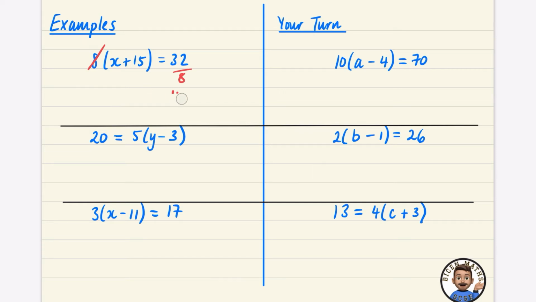I usually do that in the blue, don't I? So let's just quickly write that. So that would be x plus 15 equals 4. And then I'll get rid of the 15 by taking it away. And 4 take away 15 is minus 11.